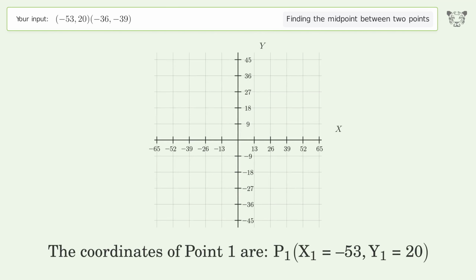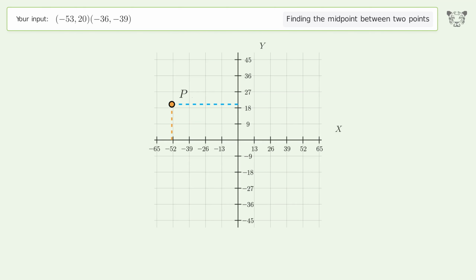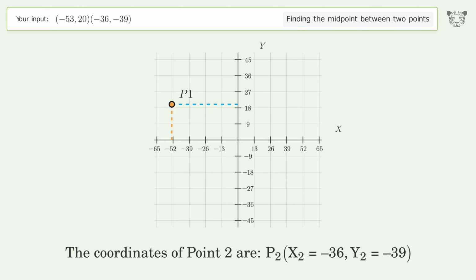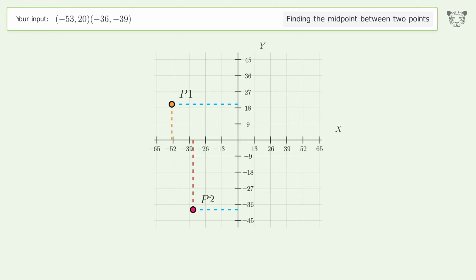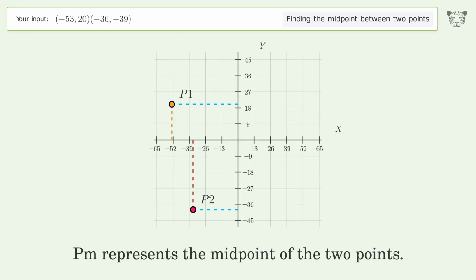The coordinates of point 1 are x1 equals negative 53, y1 equals 20. The coordinates of point 2 are x2 equals negative 36, y2 equals negative 39. PM represents the midpoint of the 2 points.